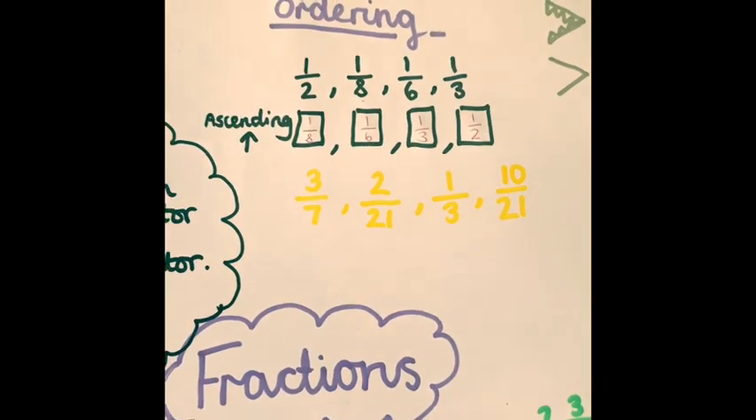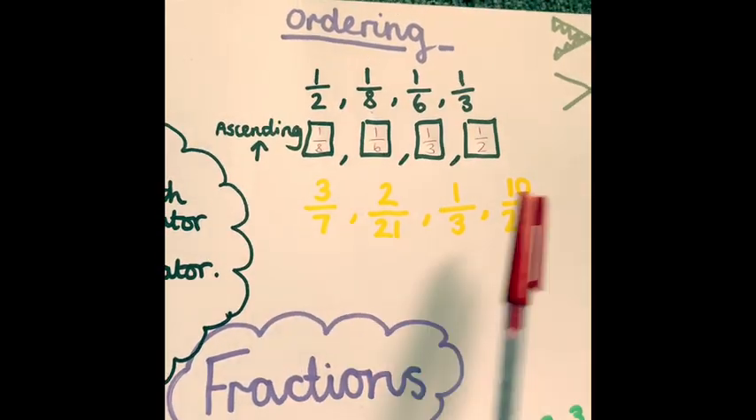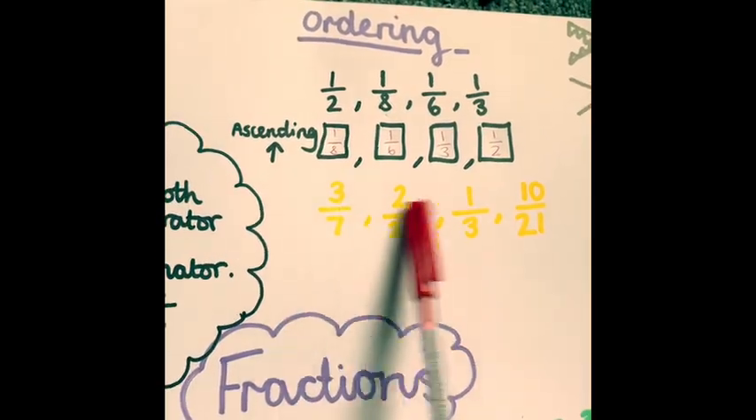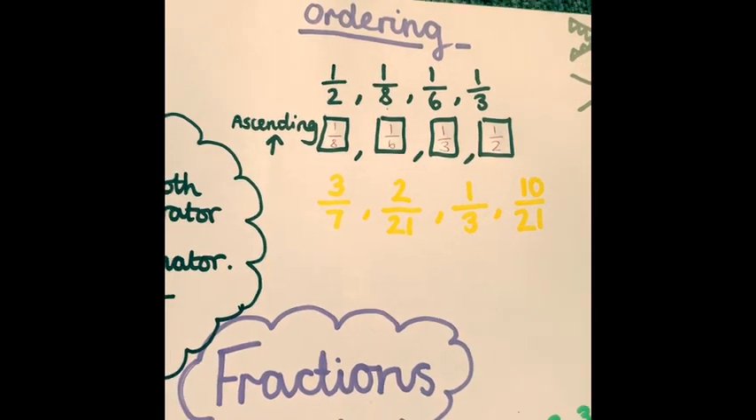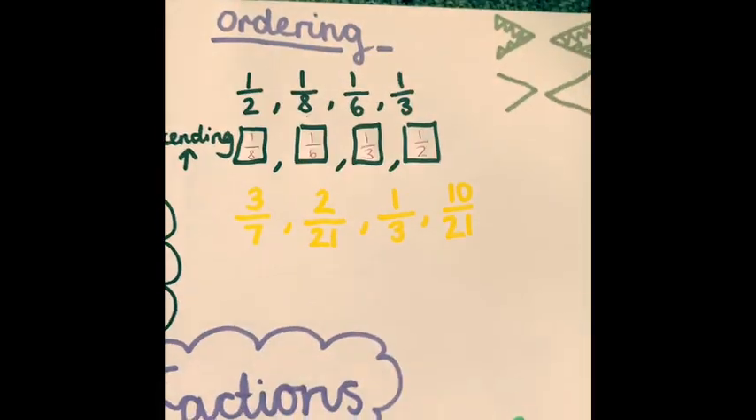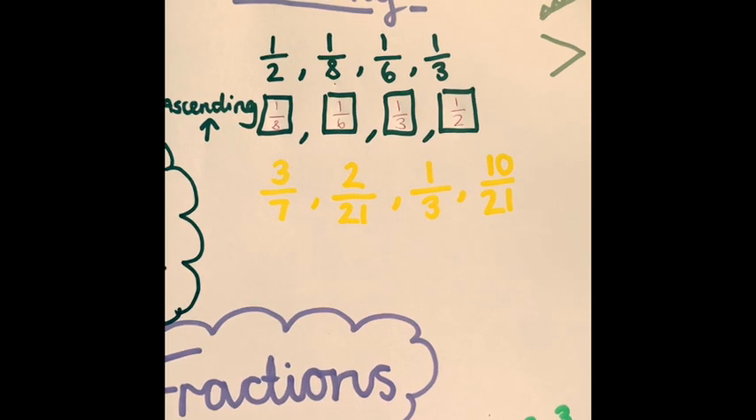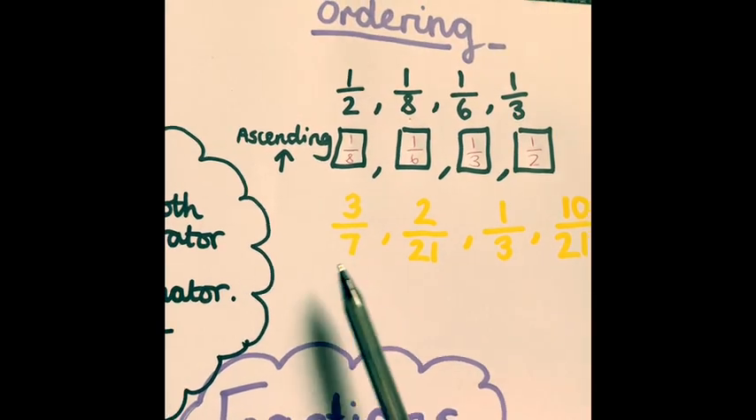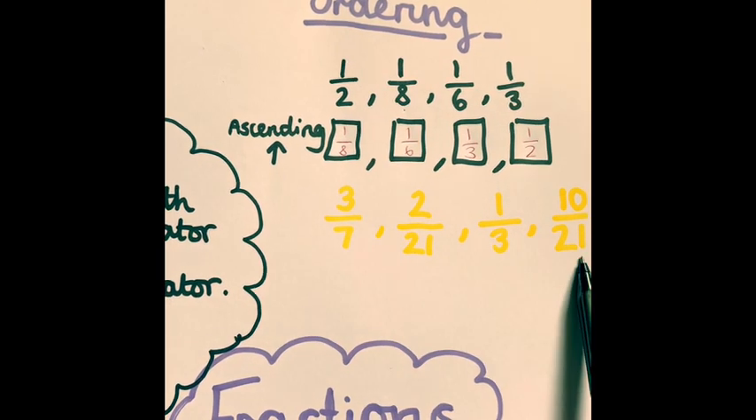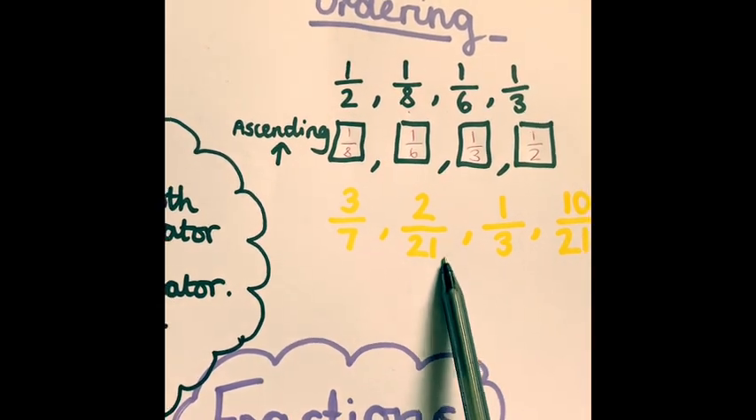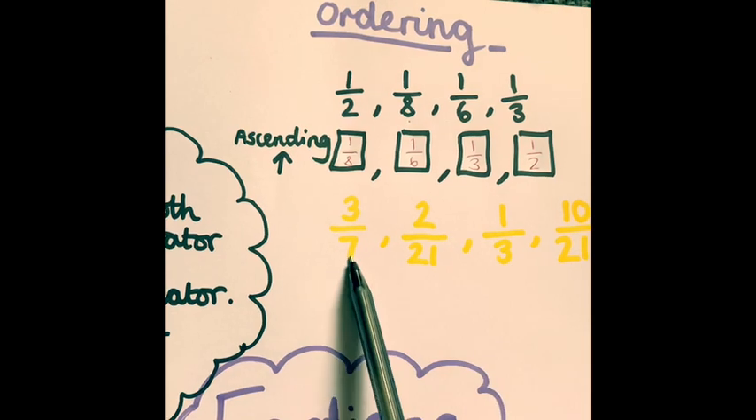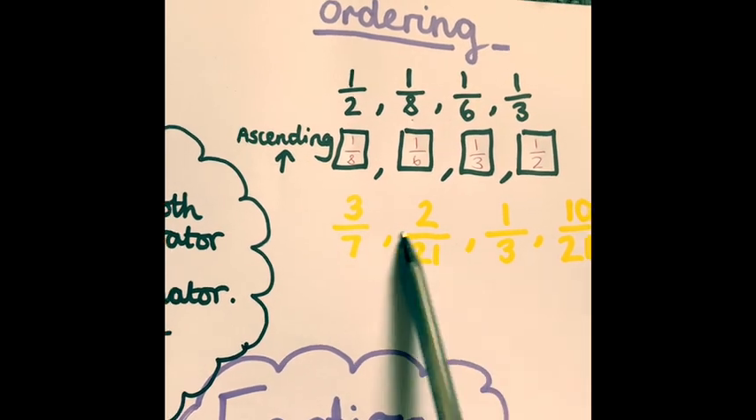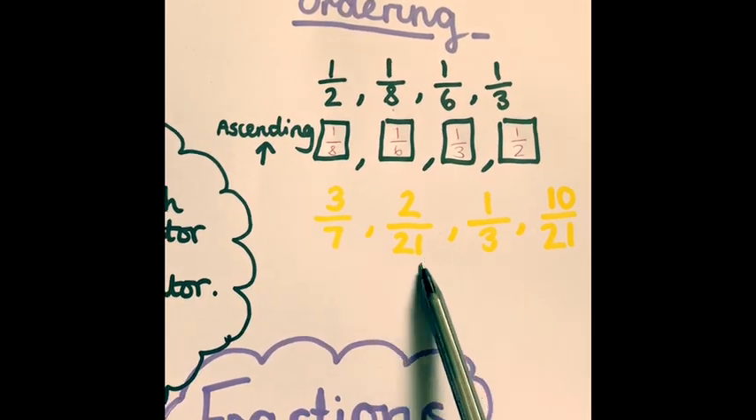Pretty simple. The problem is when we get something like this, where the denominators are different and the numerators are different. This time we have to change these fractions so they have the same denominator, because then it's really easy to compare them. So I'm looking at these numbers. I've got 7, 21, 3, 21. The first thing I do is look at the biggest number and work out if these numbers go into this, which they do. So I'm going to have my common denominator as 21.